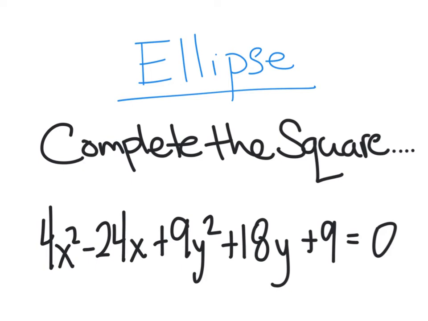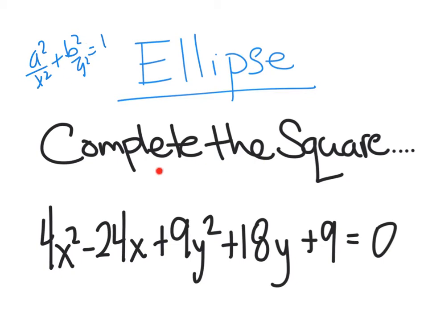Okay, so here we have the situation where we are trying to graph an ellipse and figure out the information about it. However, the equation is not in the format with which we're familiar, that whole x squared over a squared plus y squared over b squared equals 1. So we are going to use completing the square in order to turn this equation into this form.